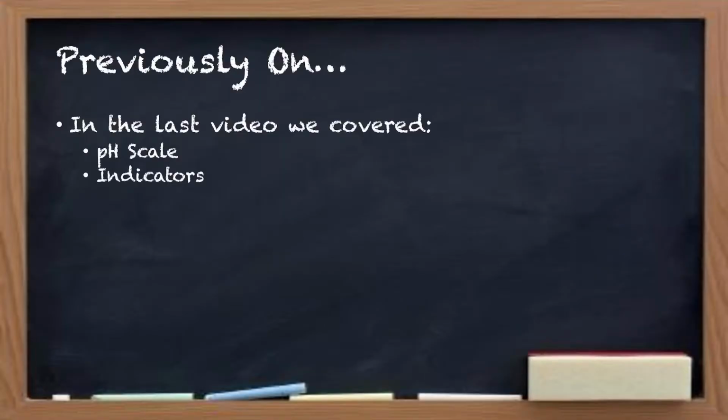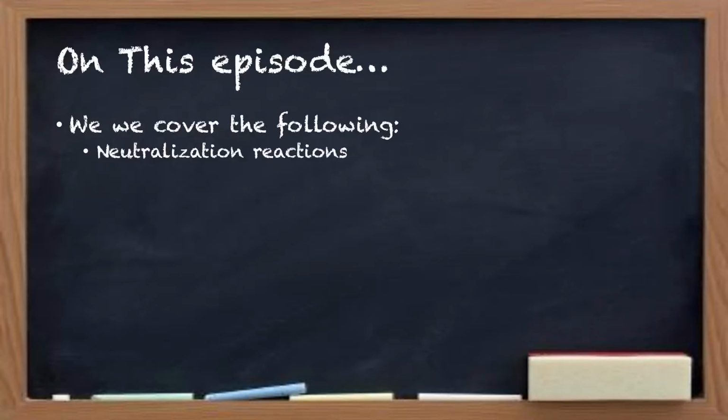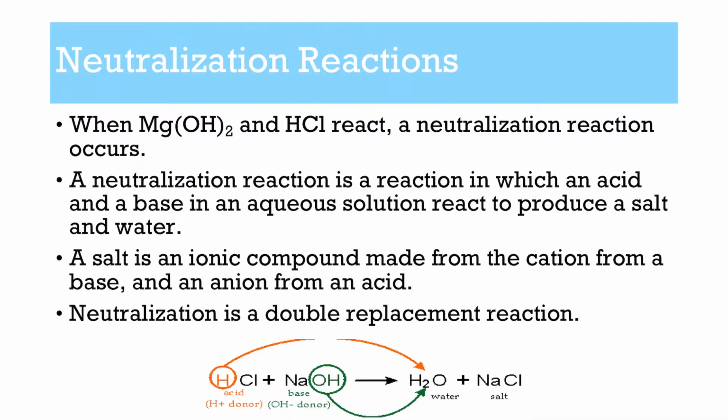So in the last video, we covered the pH scale, indicators, and how the different colors related to what the pH was. And today we're going to focus on neutralization reactions. Your first thought may be, neutralization kind of looks like neutral. It's going to have to do something with the pH of 7. And that's a good initial thought to have.